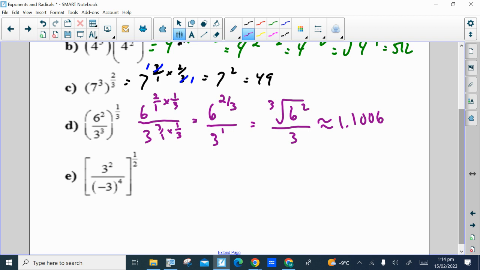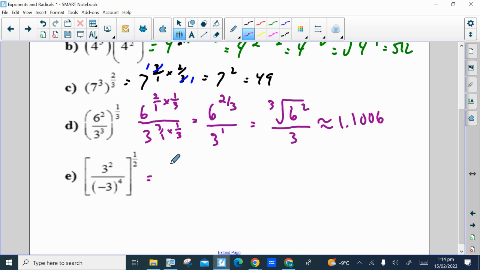Question E. The bases inside the square brackets are not the same. Right? The top has a base of positive 3, the bottom has a base of negative 3. So we just can't subtract the exponents and keep the base the same because right now the bases are not the same. Okay? There is a way that we could make the bases the same, but that goes a little bit beyond the outcomes of this course. So I'm going to go next to raising everything inside the bracket to the power 1/2, which is outside.